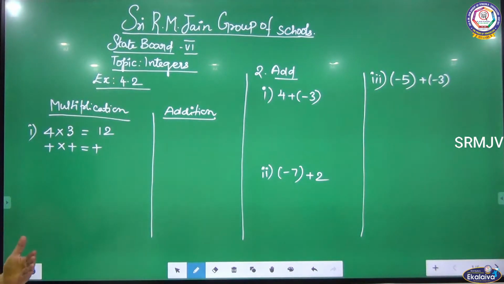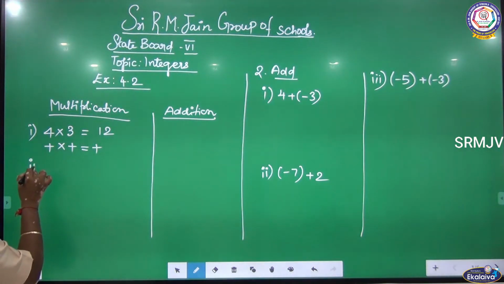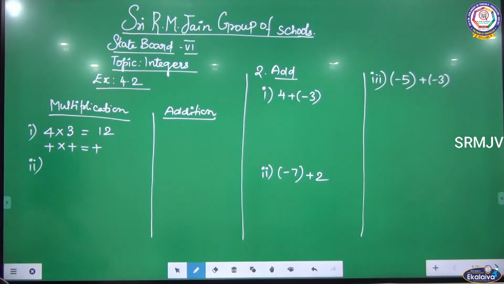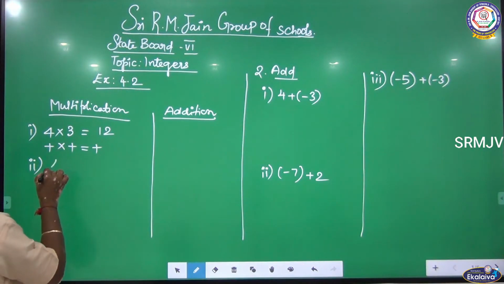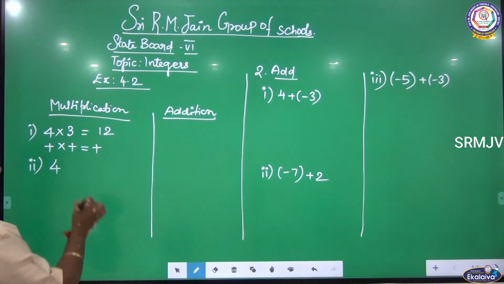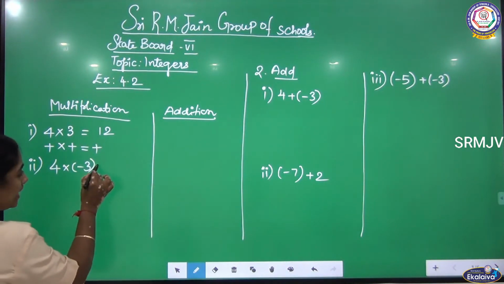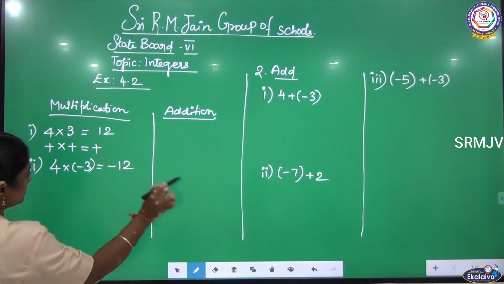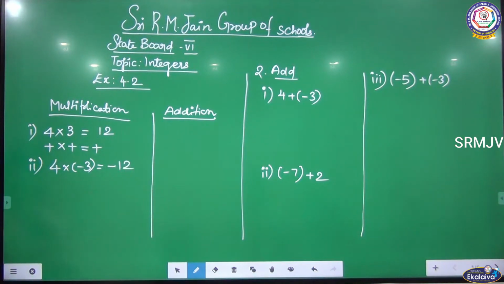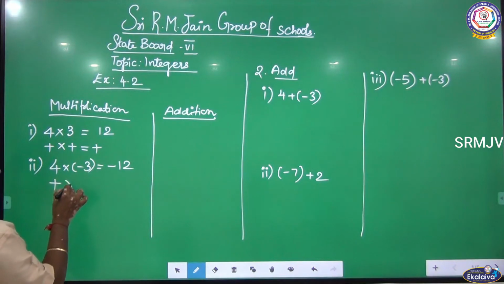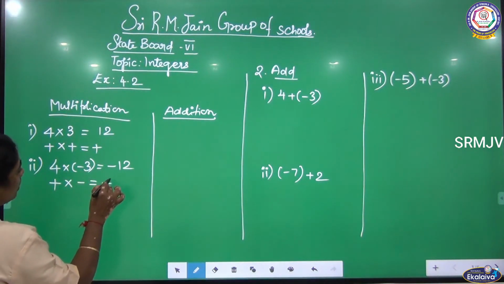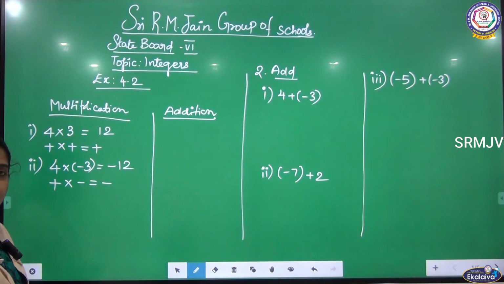So, plus into plus, which is what? Plus. When I am moving to the second one, clear? A positive integer, when I am multiplying with a negative integer, I can get the negative answer. So plus into minus, which is what? Minus. How can I write this? Plus into minus is minus. Is this clear, children?